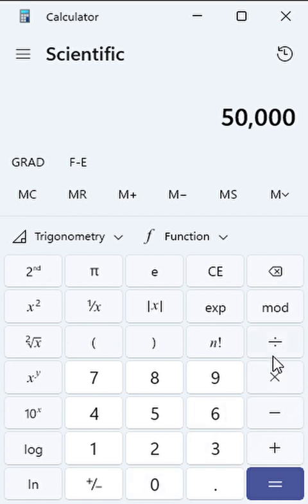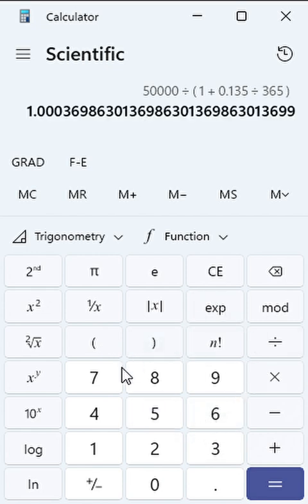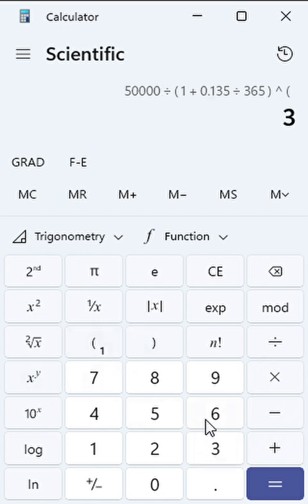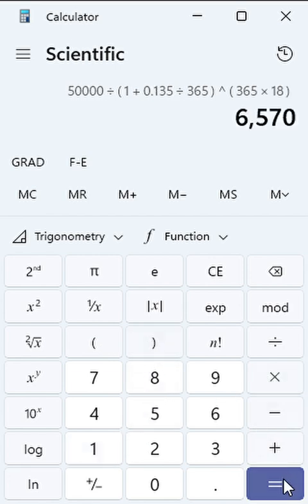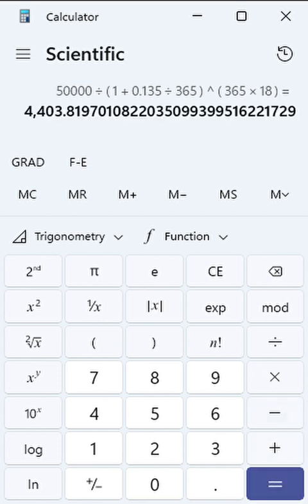50,000 divided by, you see here, we need to use the parentheses, 1 plus 0.135, divided by 365. Parentheses, right? Another parentheses. And then to the power, click X to the power Y. To the power, then use the parentheses again, since this is 365 times 18, or 18 times 365. This value on my calculator is the result of 365 times 18. You click the enter sign to get the final answer.